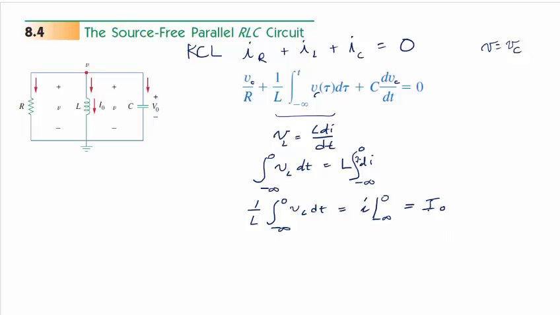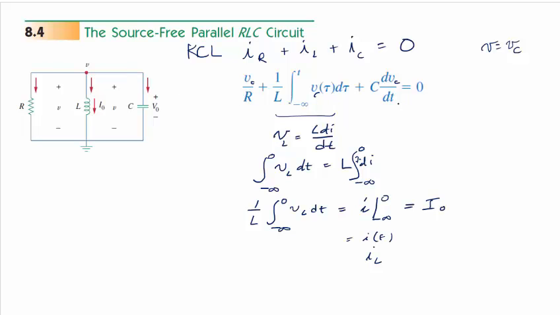So we get this relationship that I0 equals that, but we also get, for some arbitrary time, if I just put a t here, I of t equals, and then we change the limits of integration over here. So the I in the inductor equals this integral form right here. So that's where that comes from when we write KCL for this second order circuit right here.